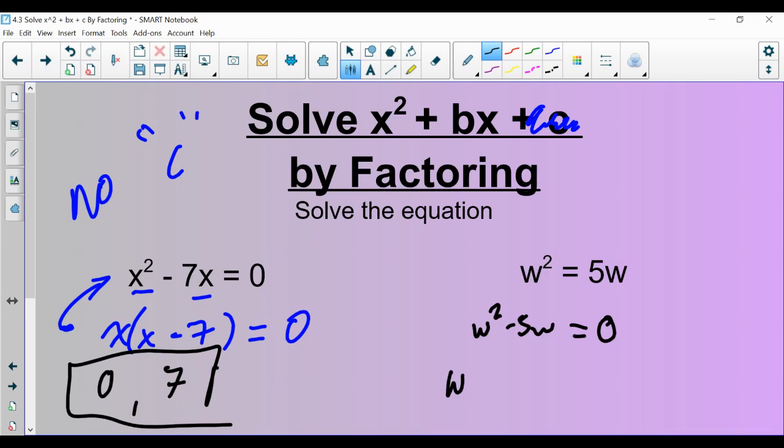They have w in common. And if I take out a w, what I would be left with is w minus 5 equals 0, giving me solutions of 0 and 5.